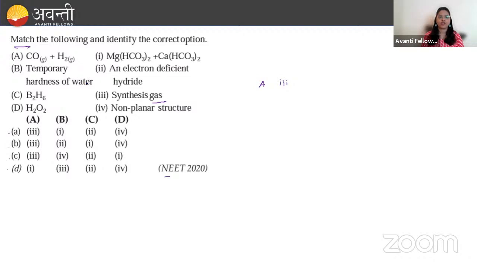Magnesium and calcium hydrogen carbonates. So for second, it will be first. This is magnesium and calcium hydrogen carbonate. B2H6 is an electron deficient hydride. And H2O2 has a non-planar structure. D is 4. So what is the correct option here among A, B, C, D?